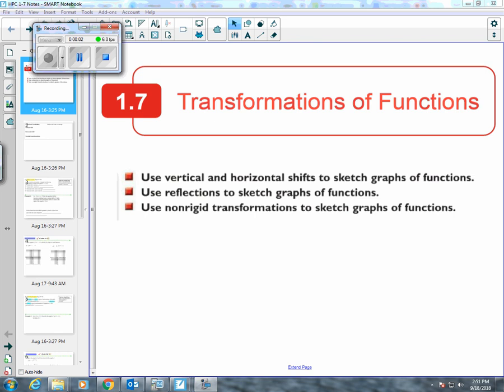All right, this is section 1.7 on transformations of functions. We're looking at today basically all the different things you can do to move parent graphs around, all the different types of transformations we can make.